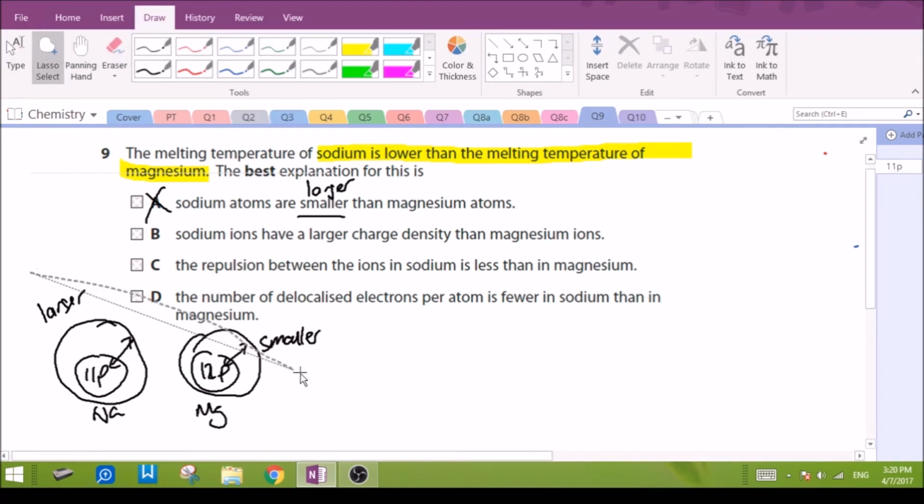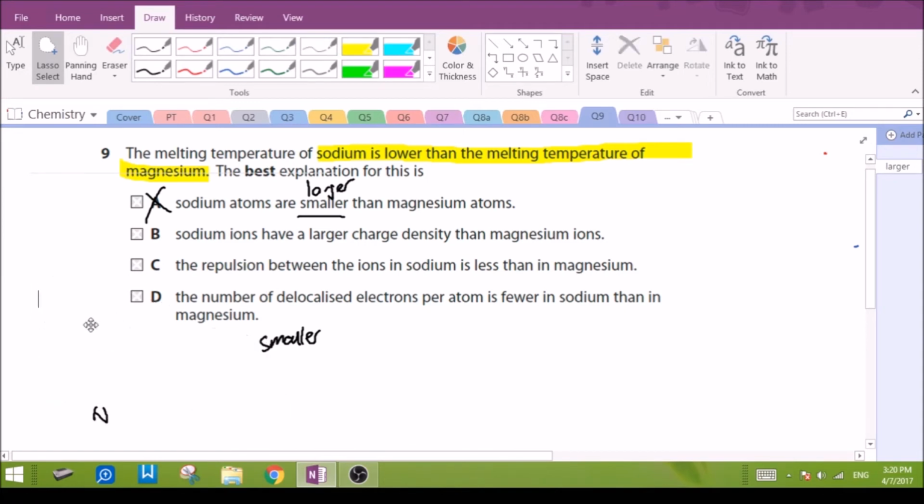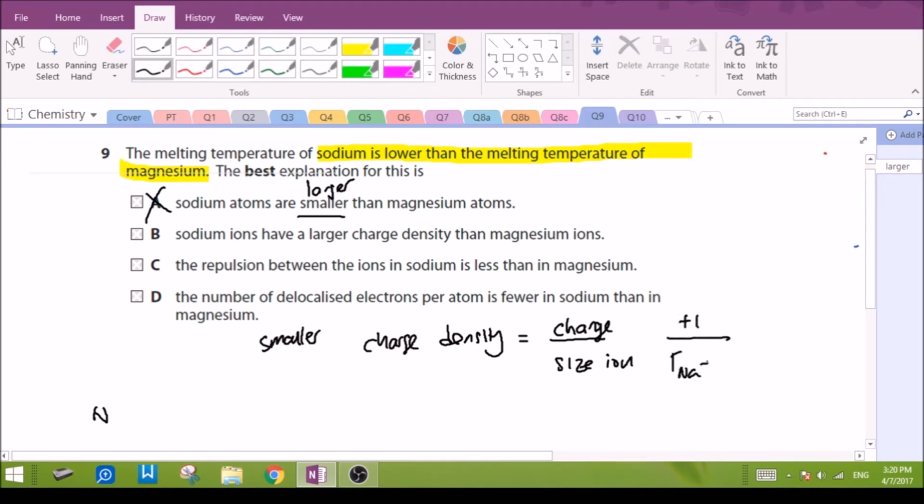B, sodium ions have a larger charge density than magnesium ions. Charge density, if we were to express it, is the charge on the ion over the size of the ion. So for sodium, it's +1 charge over its radius, and for magnesium it's 2+ charge over its radius.